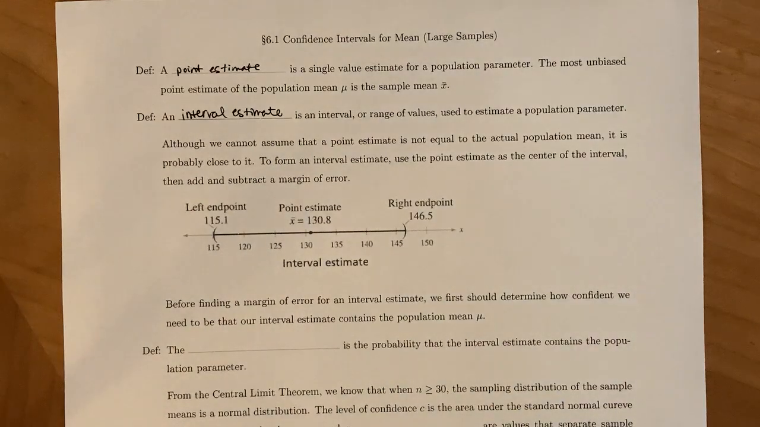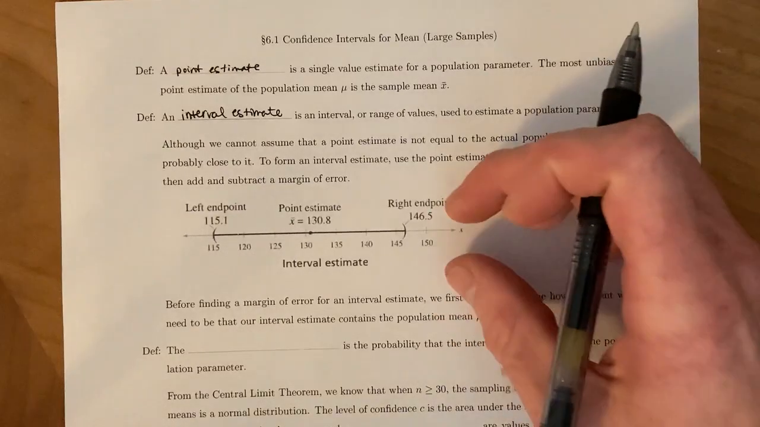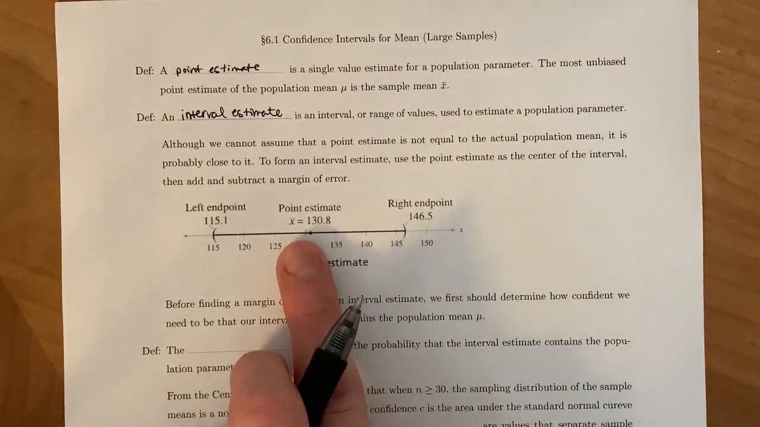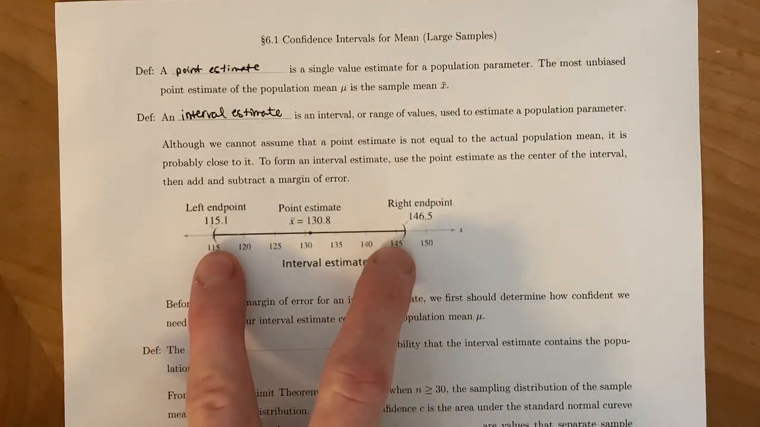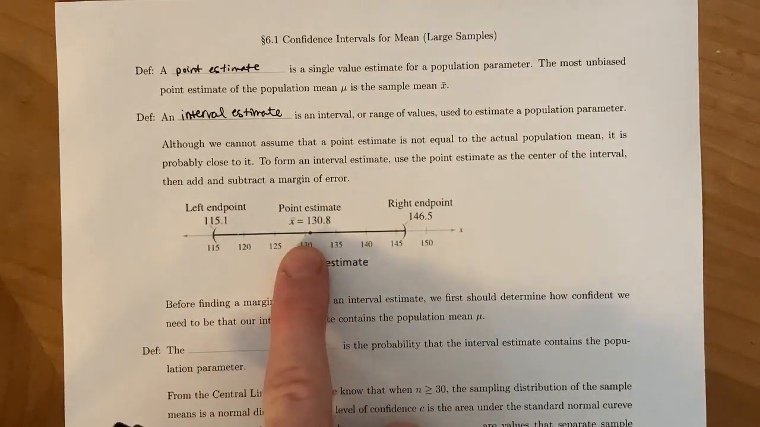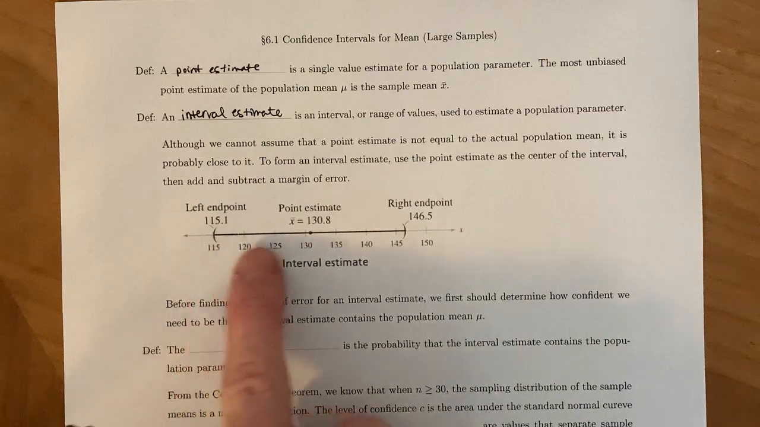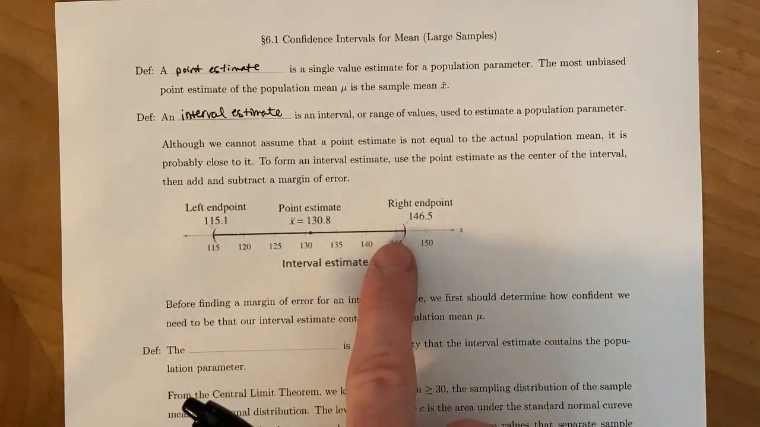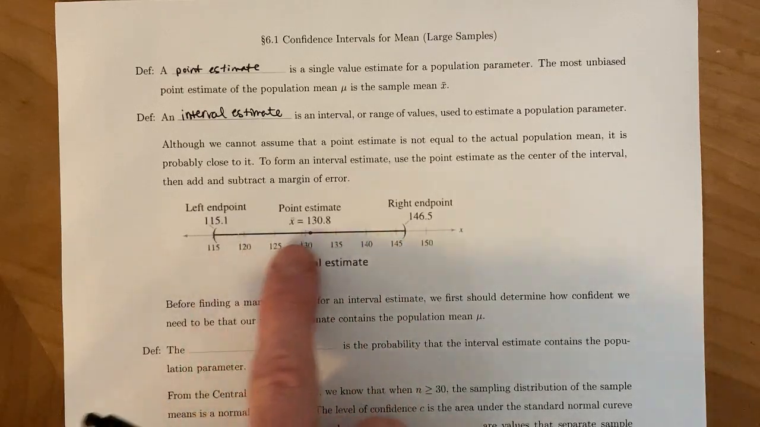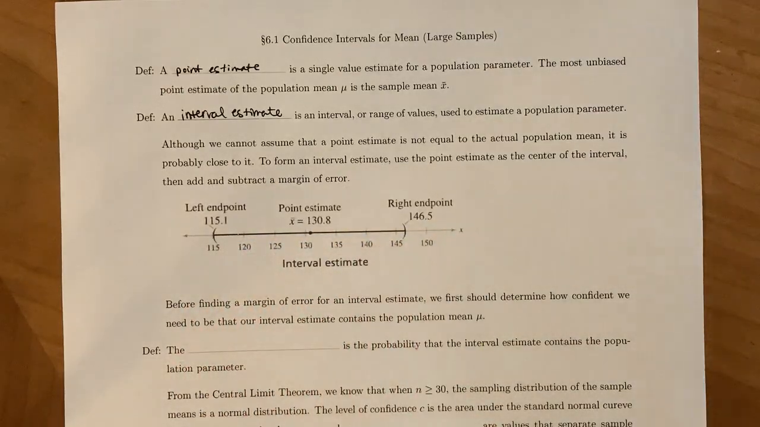So what we're going to do is form an interval estimate. We're going to use the point estimate as the center of the interval and then add and subtract this margin of error. All right, and so we're going to get this type of interval here. Here's our point estimate in the center. It's symmetric about our point estimate, and somewhere inside of this interval, with a certain level of confidence, we can say that our actual population mean is within this interval.